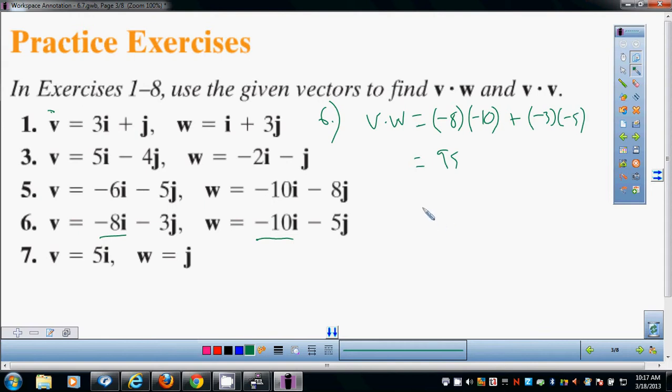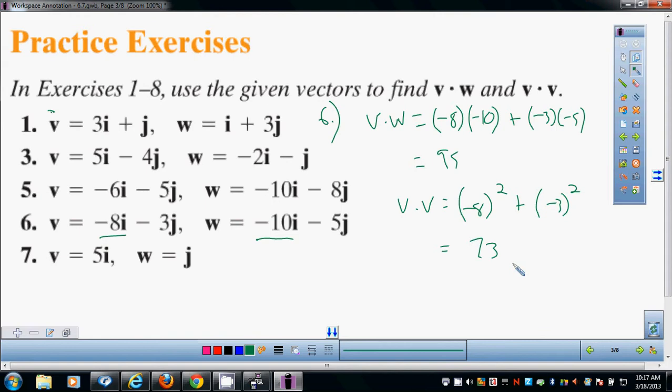V dot v. Yes. Alright, v dot v. Here's the easiest way to do it. Since you're multiplying the same thing by itself, just square them both. -8 squared plus -3 squared. Kind of like magnitude, except not really. 64 plus 9, 73.